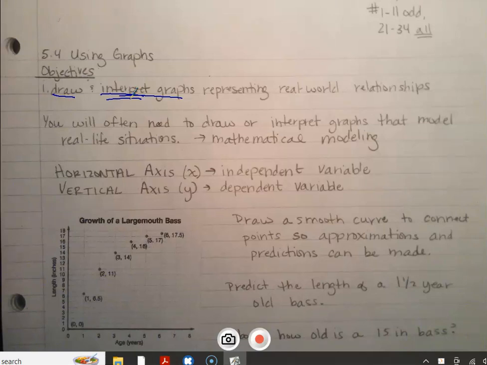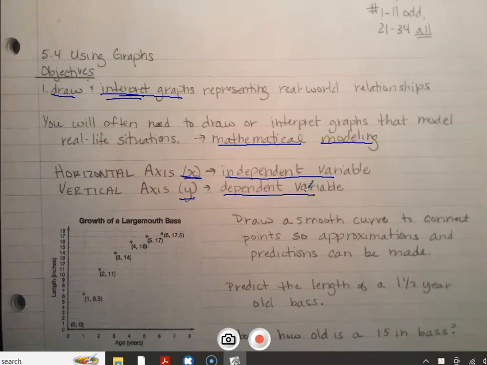So you will often need to draw or interpret graphs that model real life situations, and this is called mathematical modeling. We've talked about this a little bit, but on your horizontal axis, you're going to have the x, and that's your independent variable. We talked about this yesterday and even last week. Your vertical axis is your y, and is your dependent variable. So on the graph, those two things are already laid out for you. It's the same thing in science. If you would talk to Mr. Ryder or Mr. Daniels, this is what's happening.